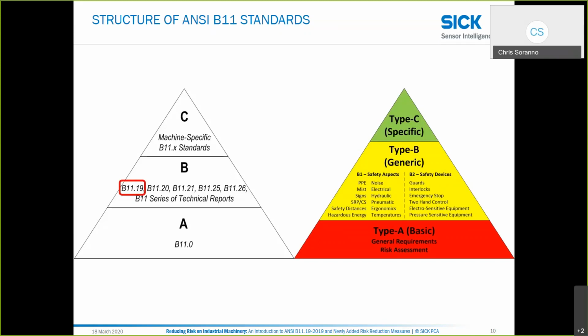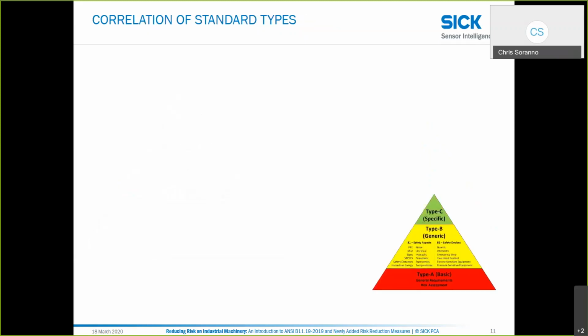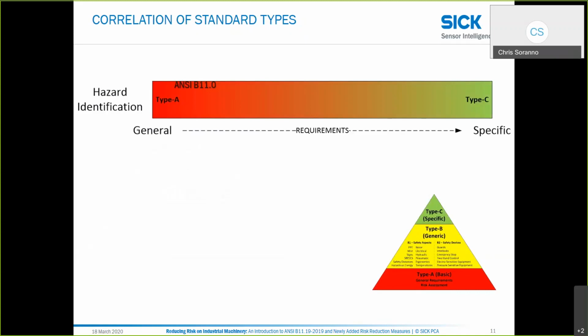So if we focus more on the lower portion of this triangle, the type A and the type B, and how they fit together with type C standards, as I mentioned, it's important that we understand how and when to use the standards, and it's important to understand that we can't omit one in favor of another. So when we look at hazard identification, identifying where hazards are, evaluating them, assessing them, and determining whether or not they're acceptable, B11.0 is the primary guide for that. It's a type A standard.